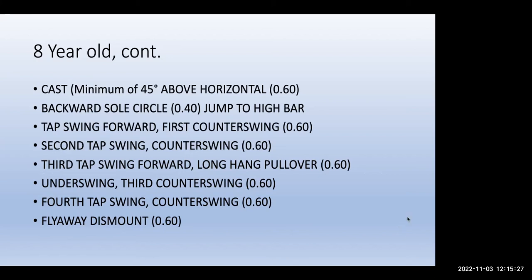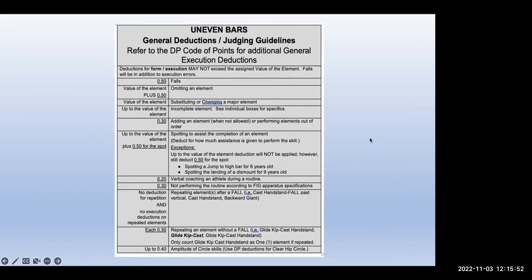They have to do a forward swing, tap swing, counter swing twice. The third one, they do a long hang pullover. Then they do an underswing, like in the level 5 compulsory, a third counter swing, a fourth tap and counter, and a flyaway dismount. The flyaway could be a tuck or a stretched. So that's the routine. And I'm going to give you a few general deductions that could be taken or applied.